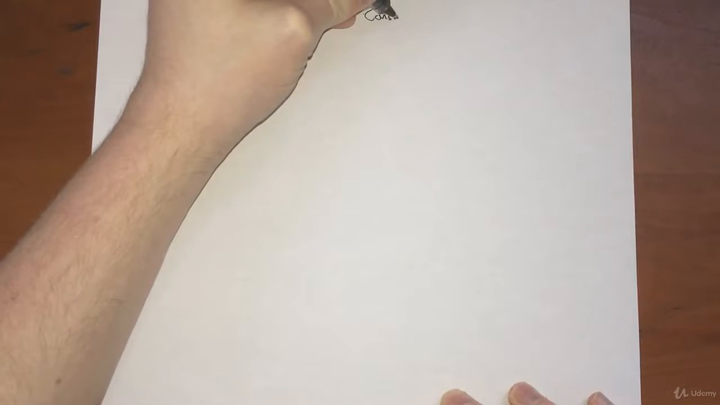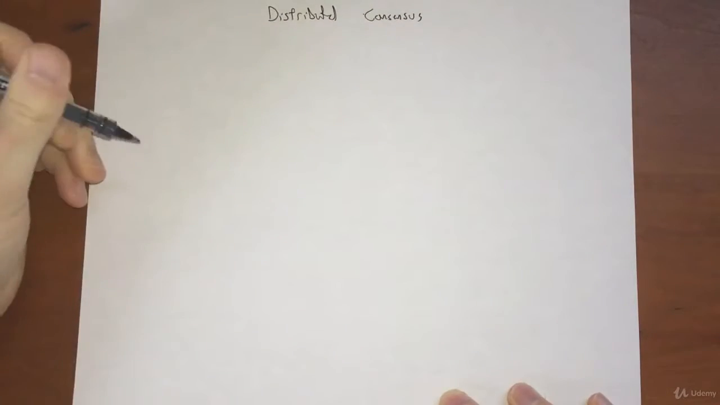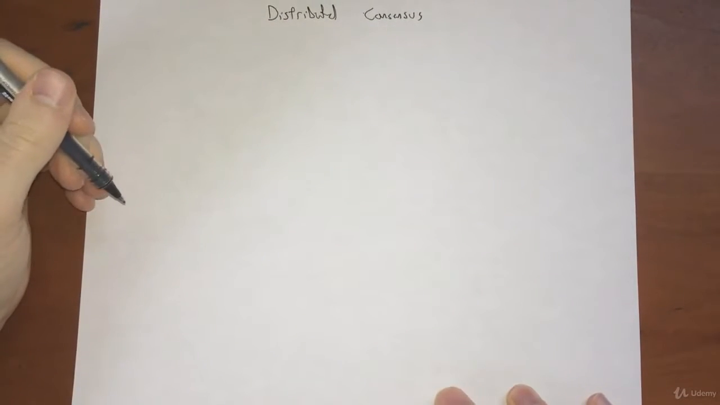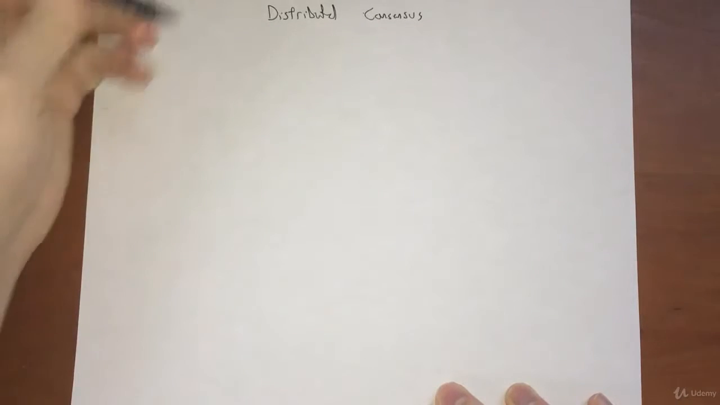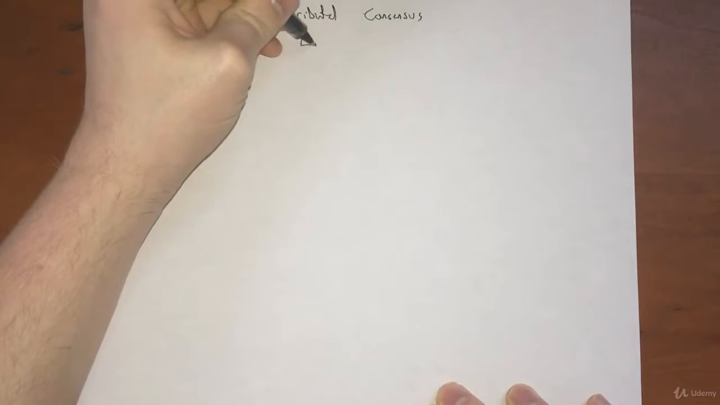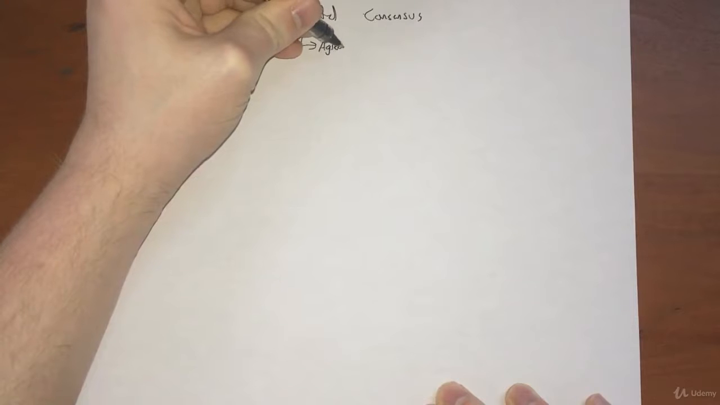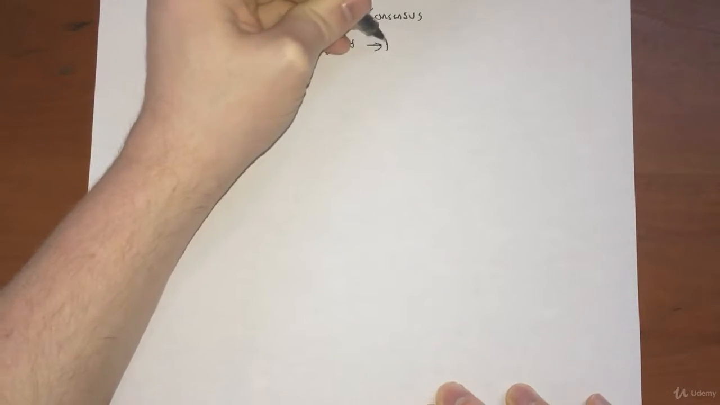Let's talk about distributed consensus. Distributed consensus is the idea that we have to have a way of coming to an agreement in order to make decisions.